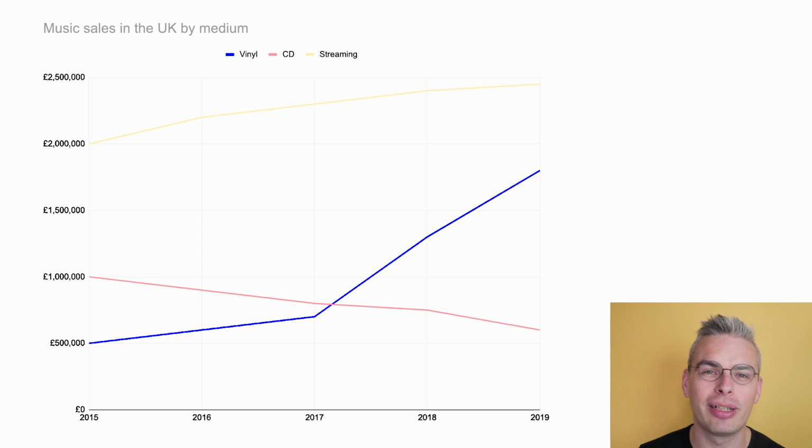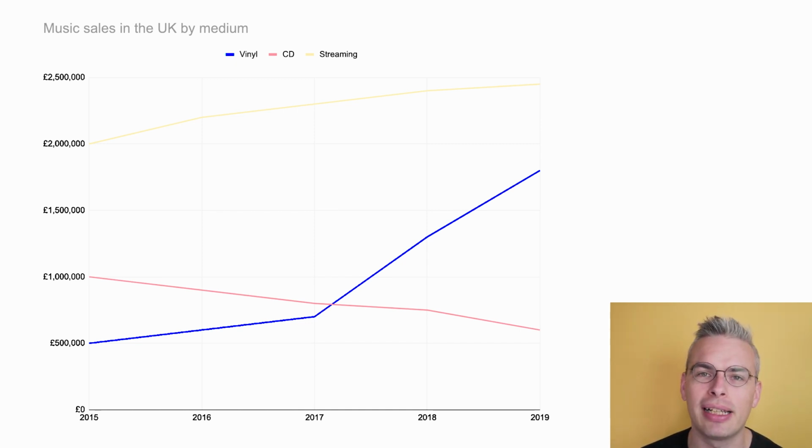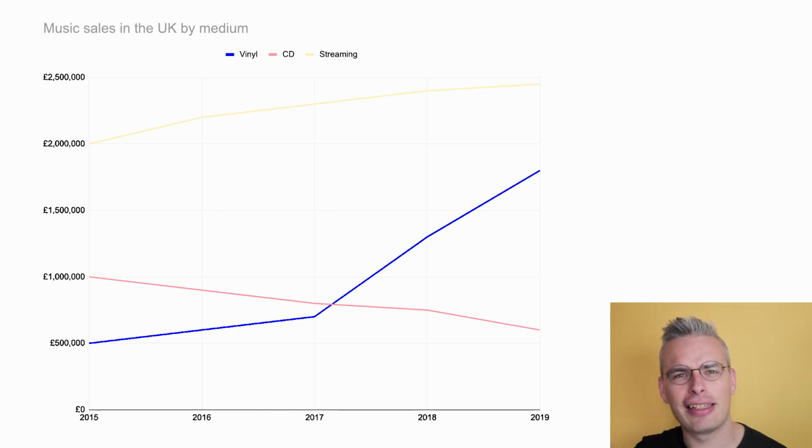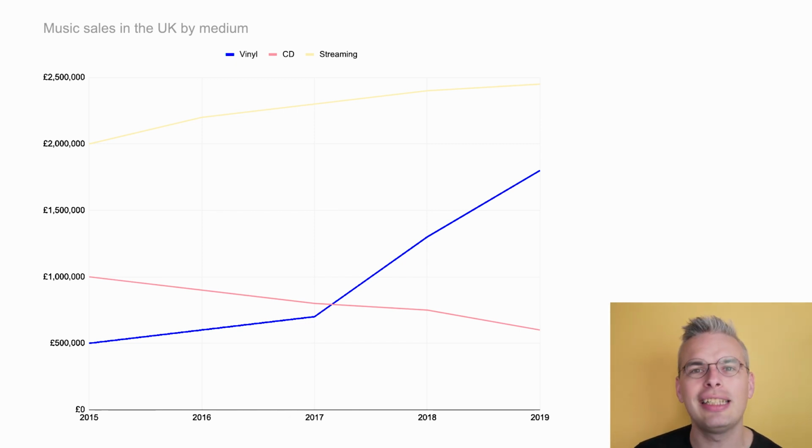The line for streaming, we can see it kind of just hangs around at the top and gets slowly bigger. The line for CDs starts somewhere in the middle and decreases over time. And the line for vinyl goes along a little bit up and then halfway through it really shoots up. So we can see a very broad overview of what those things are doing. Streaming starts as the most popular and it ends at the most popular. CDs become less popular over time and vinyls get more popular over time and really shoot up after 2017.